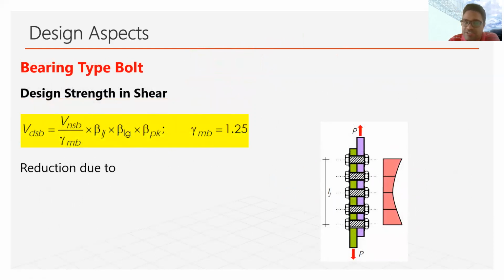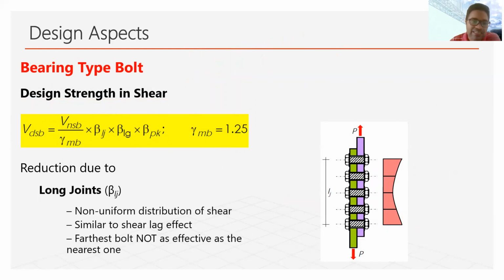Now coming to the first reduction, which is because of beta Lj. What is the meaning of beta Lj? Well, this beta Lj counts the long joint. If the length of the joint is very long, then there is a reduction in the strength of the bolt. As you see, this is the shear diagram. You see here the shear force is more, while on this bolt, which is in the middle, the shear force is less. Because of this variation, the strength of the joint is not equivalent.